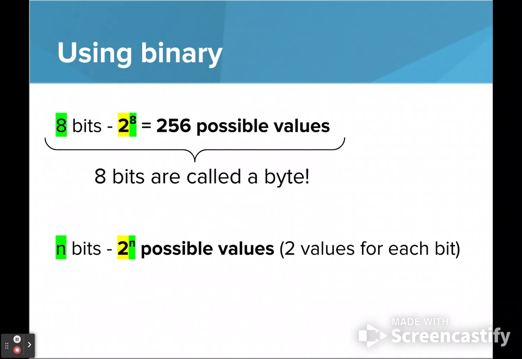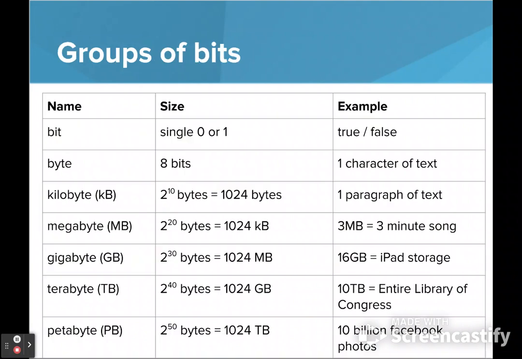8 bits is really going to give you 2 to the 8th possible values, which is 256. 8 bits are actually called a byte. So here's just different groups of bits, and the different examples are different things that they can store and hold. If you're only using a single bit, a single place value, the best you could do is have this represent really just a true or false. 8 bits is how we get 1 character of text.